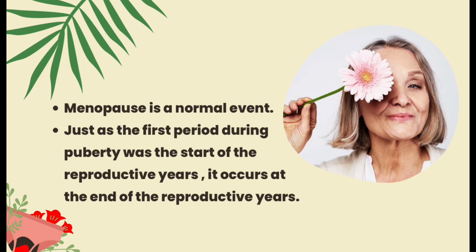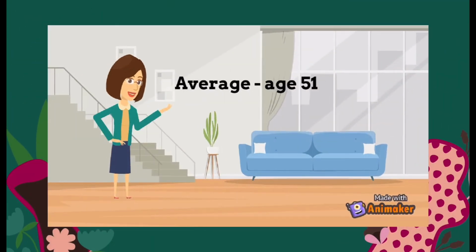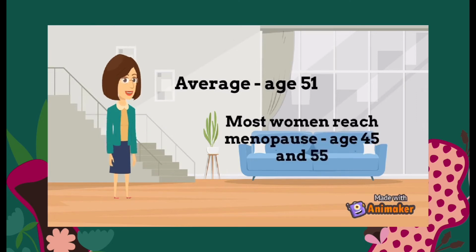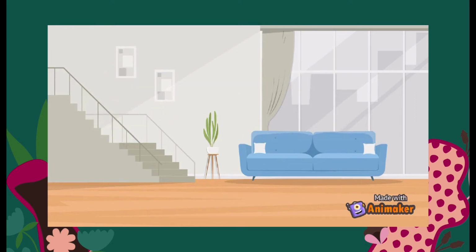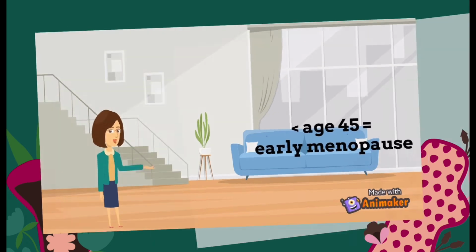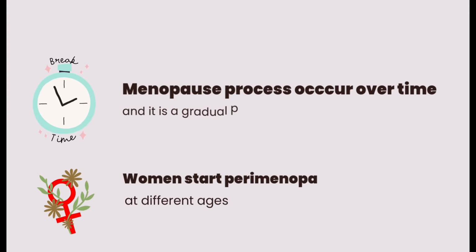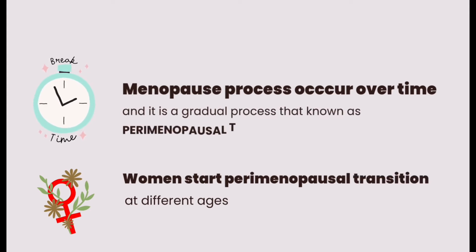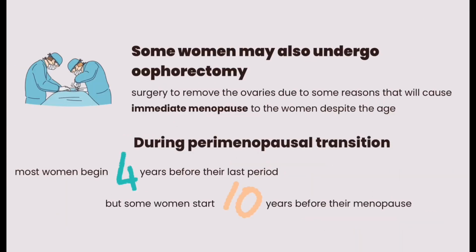Just as the first period during puberty was the start of the reproductive years, menopause occurs at the end of the reproductive years. The average woman reaches menopause at the age of 51, but most women reach it between 45 and 55. Menopause that starts before the age of 40 is called premature menopause, and one that starts before the age of 45 is called early menopause. The menopause process occurs over time, and it is a gradual process known as the perimenopausal transition. Women start the perimenopausal transition at different ages. Some women may also undergo oophorectomy, which is a surgery to remove the ovaries for some reasons. This will cause immediate menopause to the woman despite her age.